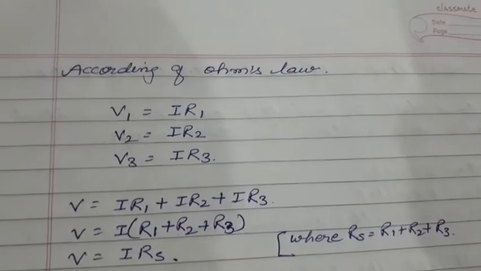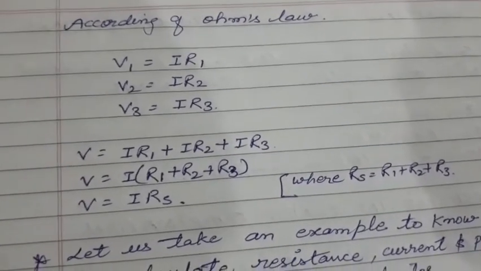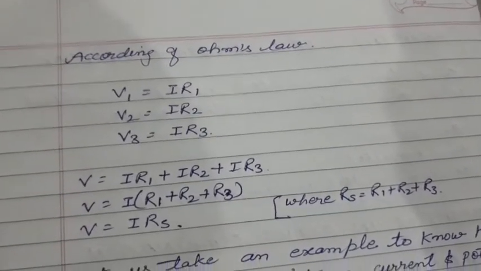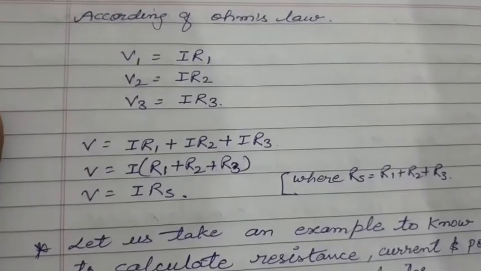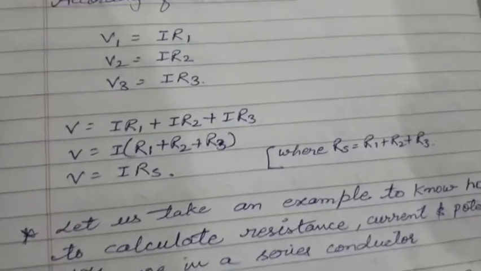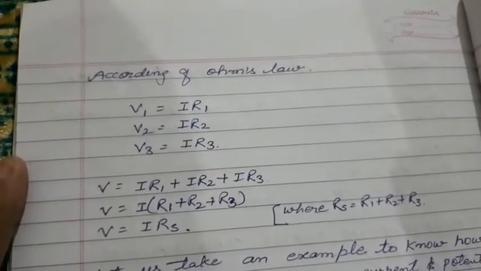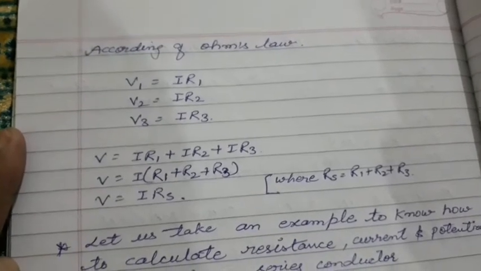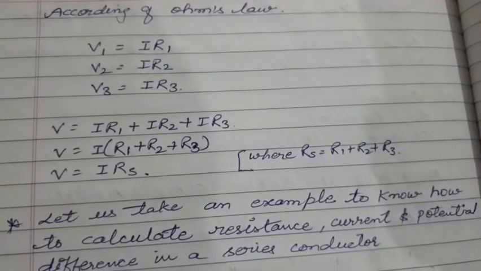According to Ohm's law, V1 is equal to IR1, that is, we have V equal to IR. So V1 is equal to IR1, V2 is equal to IR2, and V3 is equal to IR3. Now if we have to find the various values using Ohm's law, then we will do this.